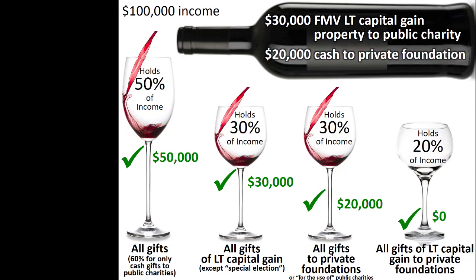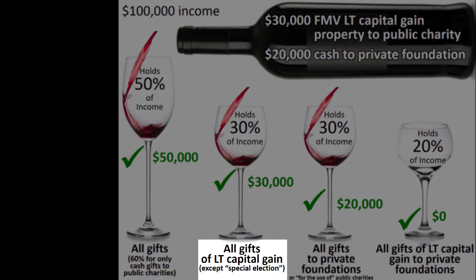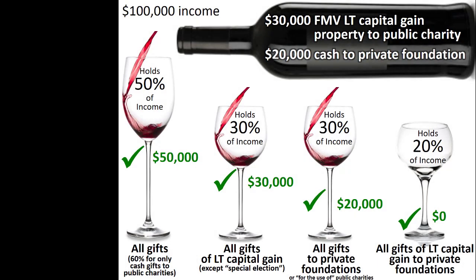The second glass can hold up to 30% of income. Thus, in this case, it can hold up to $30,000. Into this glass must be poured all gifts of long-term capital gain, except, quote, special election capital gain. The donor made a total of $30,000 of such gifts during the year, and so once again, there is no spillage. The third glass can also hold up to 30% of income.